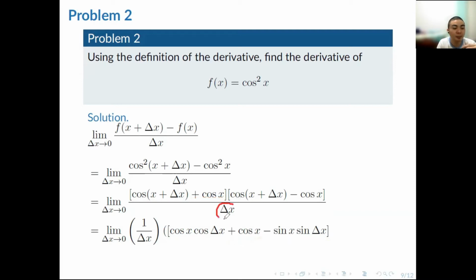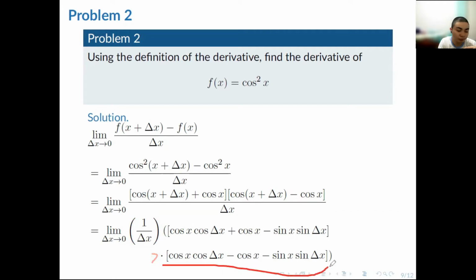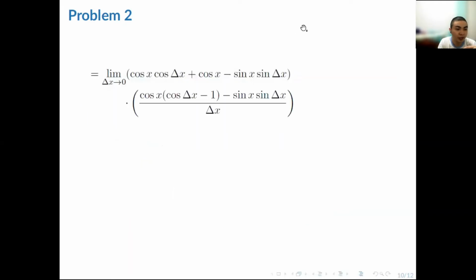Additional lang, binabalang muna natin or hiwalay muna natin rather si 1 over delta x. Magagamit natin siya later. Same procedure lang sa pag express ng ating second factor sa numerator. So we have this one. Ito yung angle addition niya. Then kinopya natin si minus cosine x. So pagsamahin natin itong dalawang to, si 1 over delta x, saka itong factor na to rather. So ayan siya. We copied the remaining factor, then pinagsama natin to.